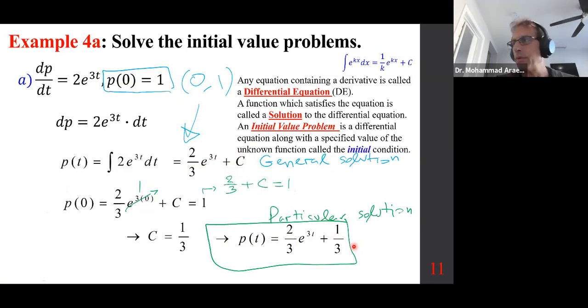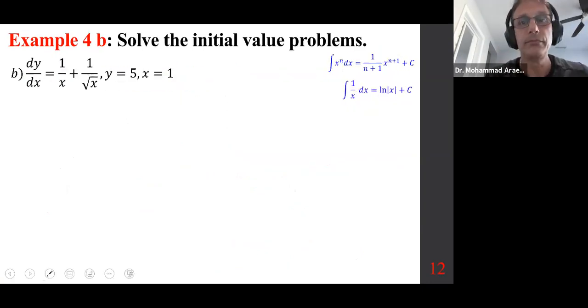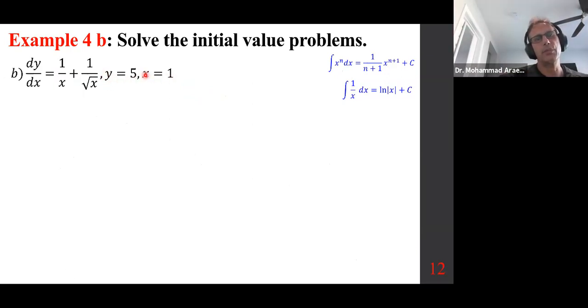Let's look at another example. dy dx is 1 over x plus 1 over square root of x. Y is 5, x equals 1. And this is also an initial value problem because of this. The pair is 1, 5.